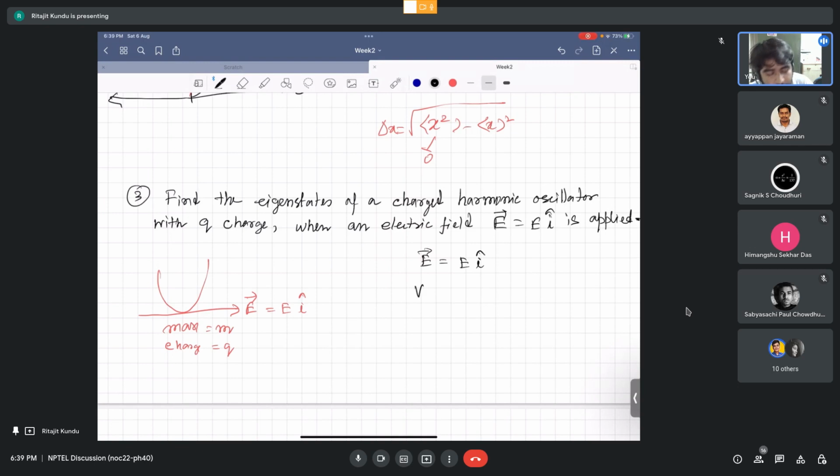So the potential is nothing but E dot dx in this case. E is a constant, it doesn't depend on x, so this is just E times x. The work done is nothing but q times V. The total energy is q times V, so this becomes q E times x. This is the additional term in your Hamiltonian.